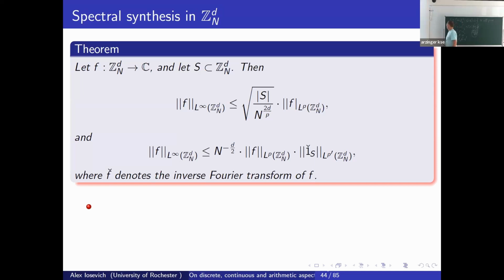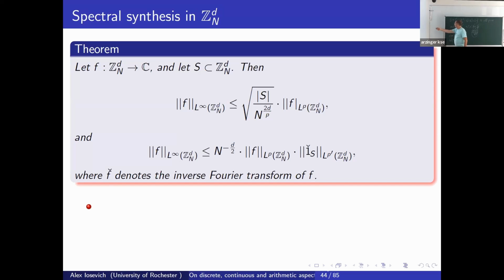And the second statement is that the L infinity norm of the signal is bounded by N to the minus d over 2, times the L^p norm of the function. Here it's correct for some reason. Times the L^p prime norm of the inverse Fourier transform of S.